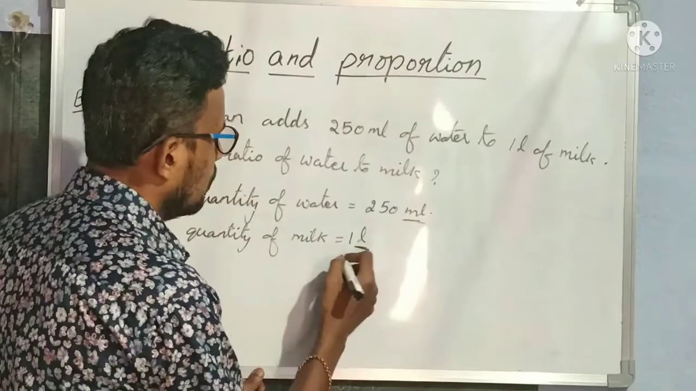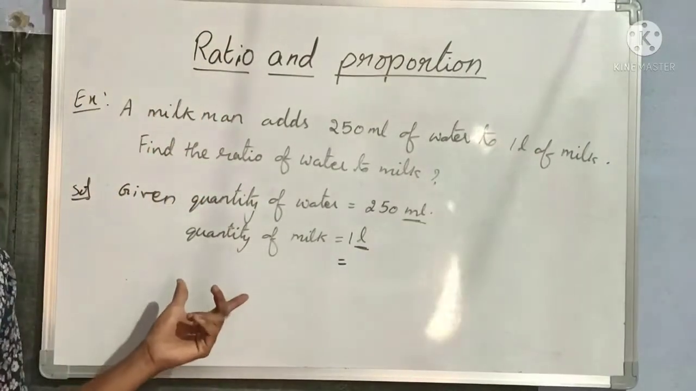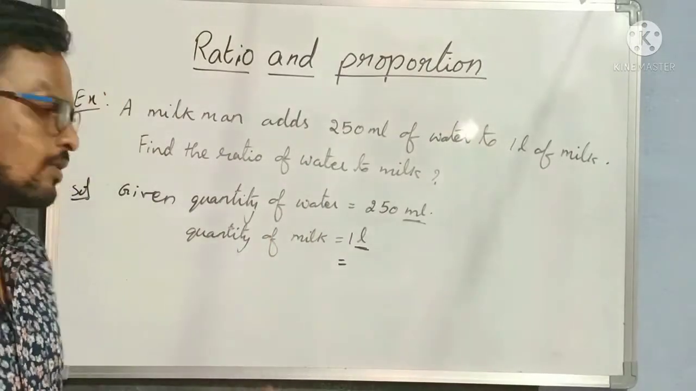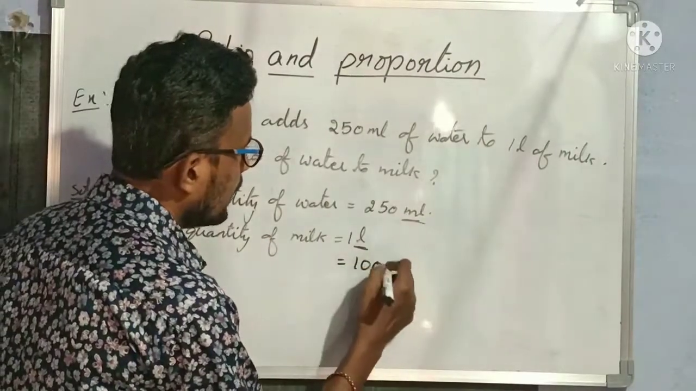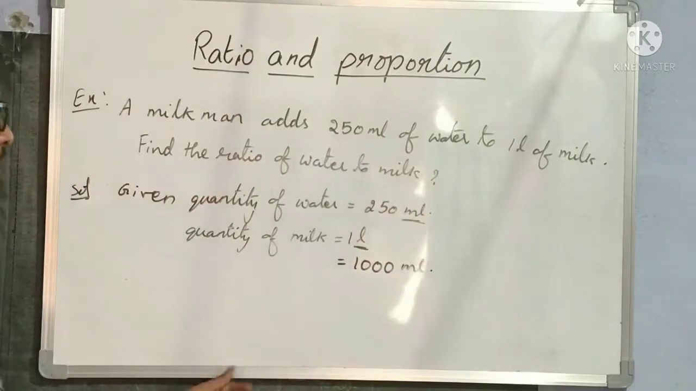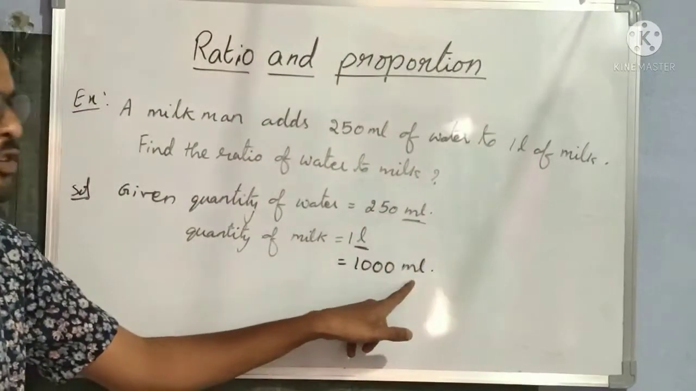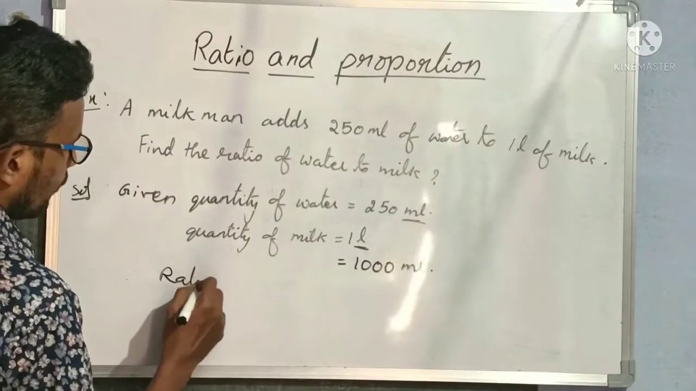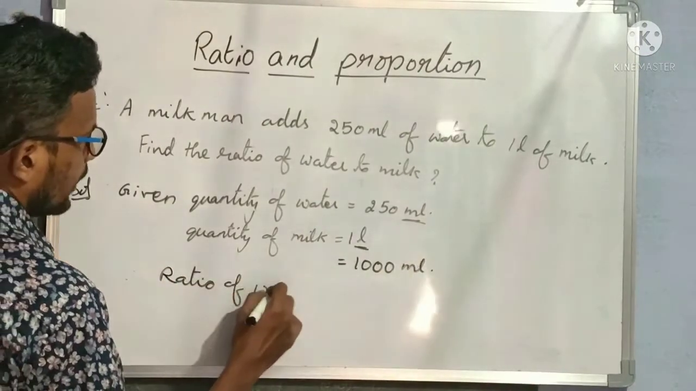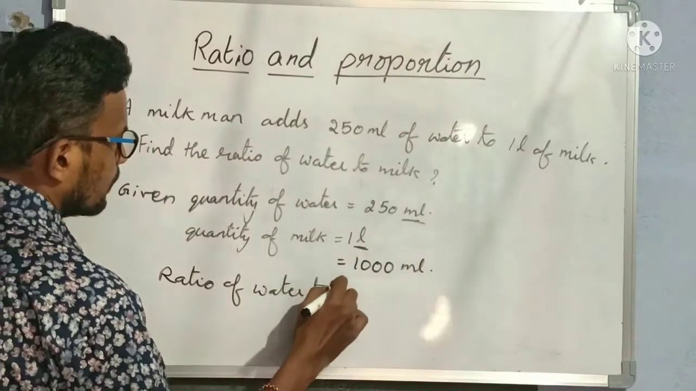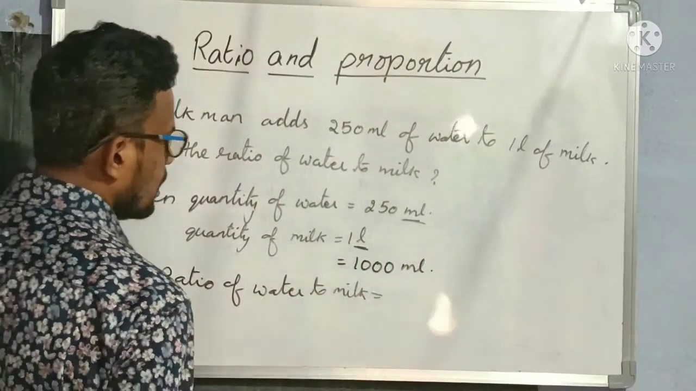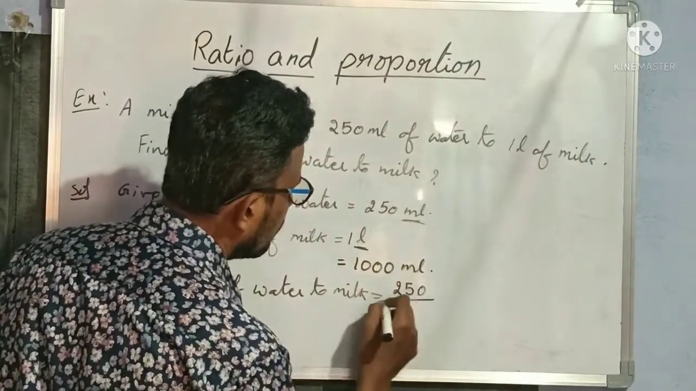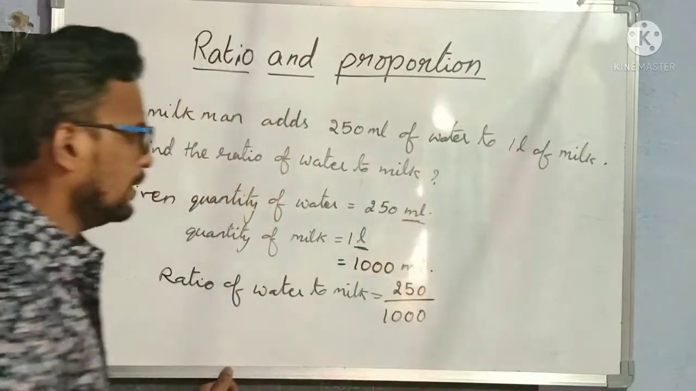So 1 liter is equal to how many milliliters? Already in your lower classes somewhere you have learned, 1 liter is equal to how many milliliters? 1000 milliliters. So now this is also milliliters, this is also milliliters. Now we can find the ratio. So ratio of water to milk is equal to, so first let us write it in a fractional form, 250 by 1000, right?